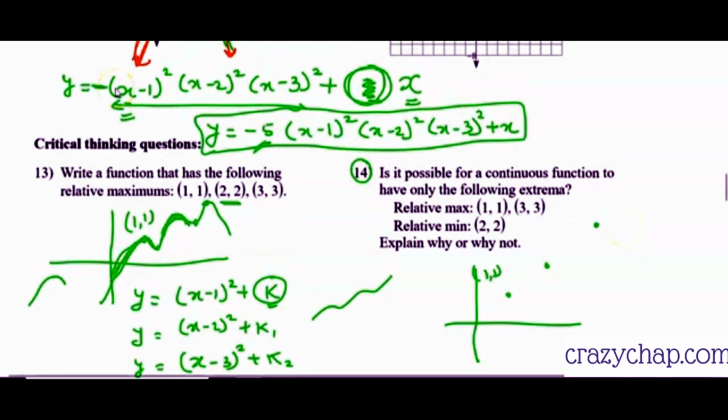So the graph has to look like this, right? And because we want to have a minimum at 2 2, the graph should have a depth like this, and then 3 3 should have a peak like this, right? Okay, now understand, because it's a relative maximum here, we will have a peak at 1 1 and a depth at 2 2. Is it possible? So it is not possible.